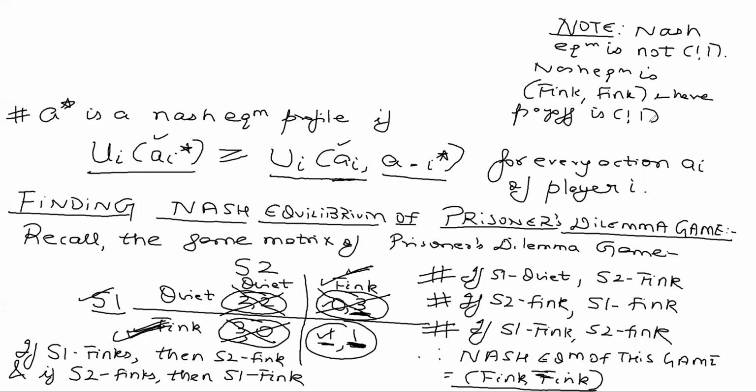1 comma 1 is not the Nash equilibrium. The Nash equilibrium is think comma think. The payoff you are getting from that is 1 comma 1. So no student should make this mistake in your exams. Nash equilibrium is never the payoff. Nash equilibrium is always the action profile. Okay? The payoff from think comma think is 1 comma 1. So I hope all the students have understood.